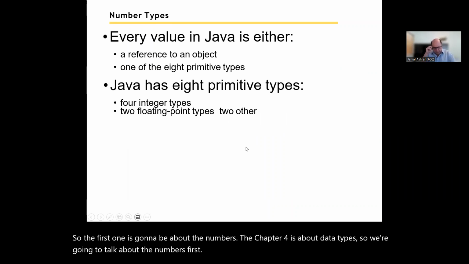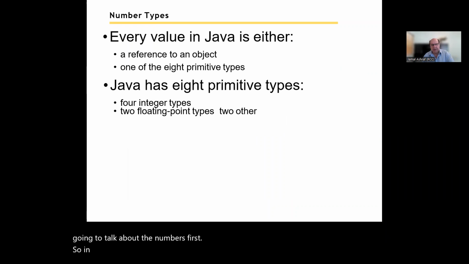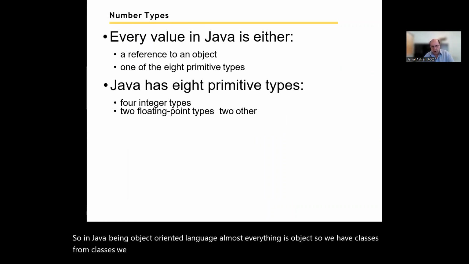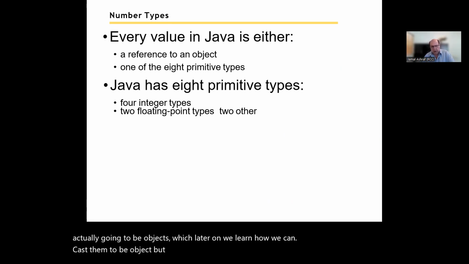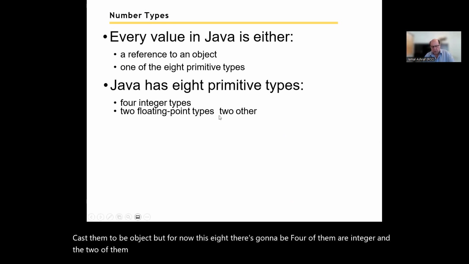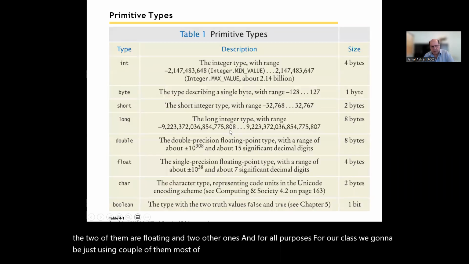So in Java, being an object-oriented language, almost everything is an object. So we have classes. From classes, we create objects and we use them, except for the primitive types. Those are not actually going to be objects, which later on we learn how we can cast them to be objects. But for now, there are 8 of them: 4 of them are integer, 2 of them are floating, and 2 other ones. And for our class, we're going to be using just a couple of them most of the time. So let's look at them.